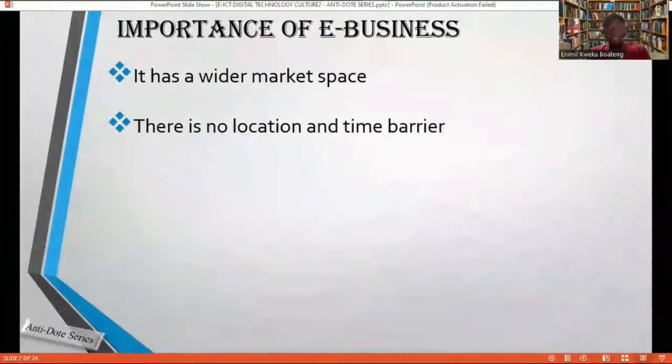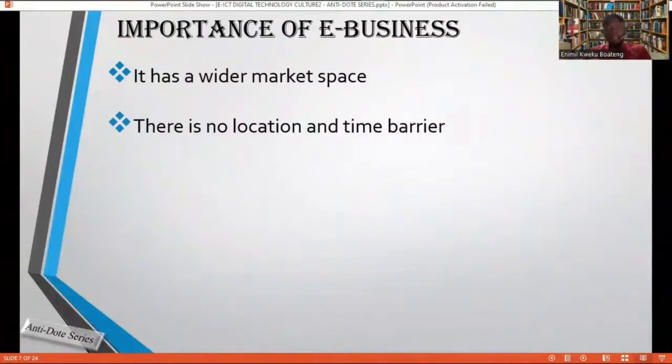Yes, there's no location and time barrier. With e-business, you're available 24/7. It's not like the business is in Accra and you are in the Volta region. So it becomes very difficult, because looking at what you're going to buy and the money you're going to spend on transportation, you think you're better off staying and looking for something else to do.